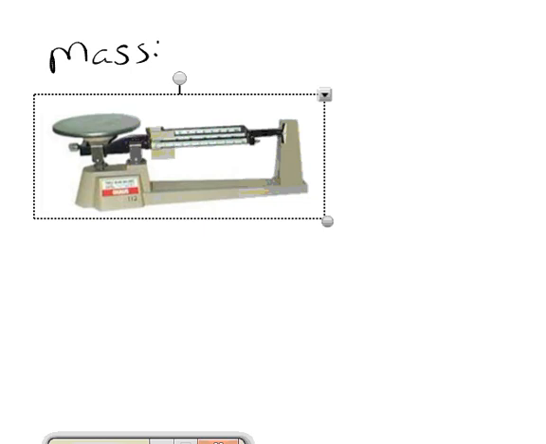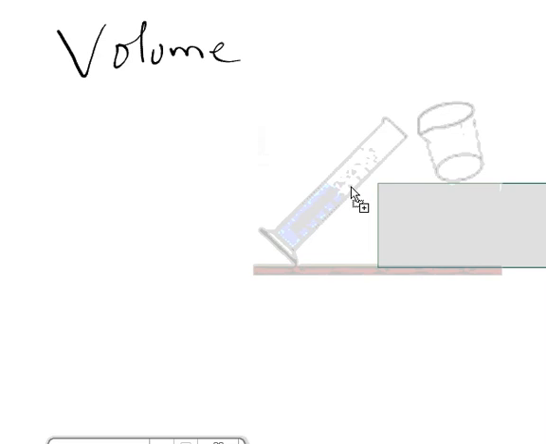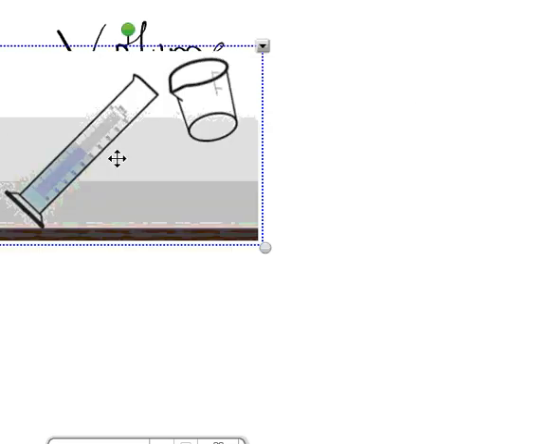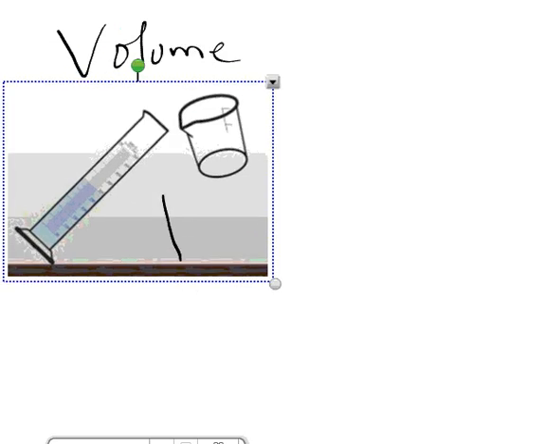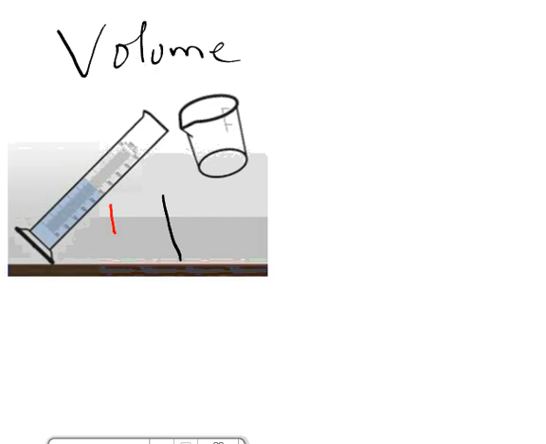Okay, so how do we measure volume? Volume, remember, is the amount of space that something takes up. Well, it depends. If it's a liquid, we can use something like this, a graduated cylinder, or what you probably use at home, some kind of measuring cup.